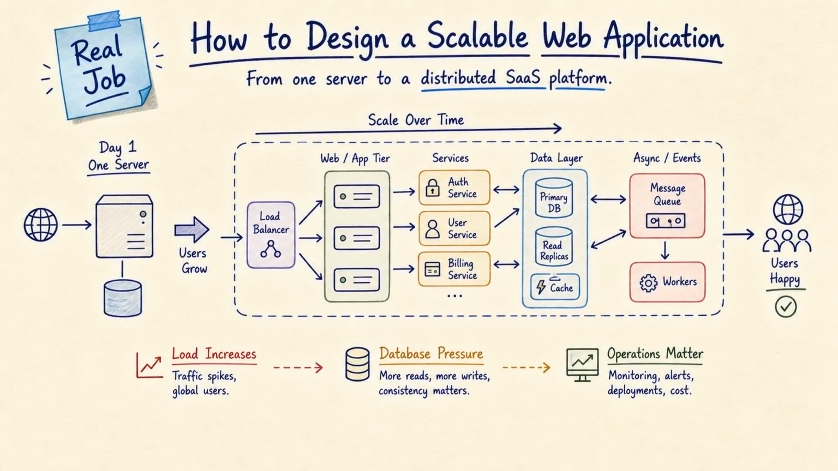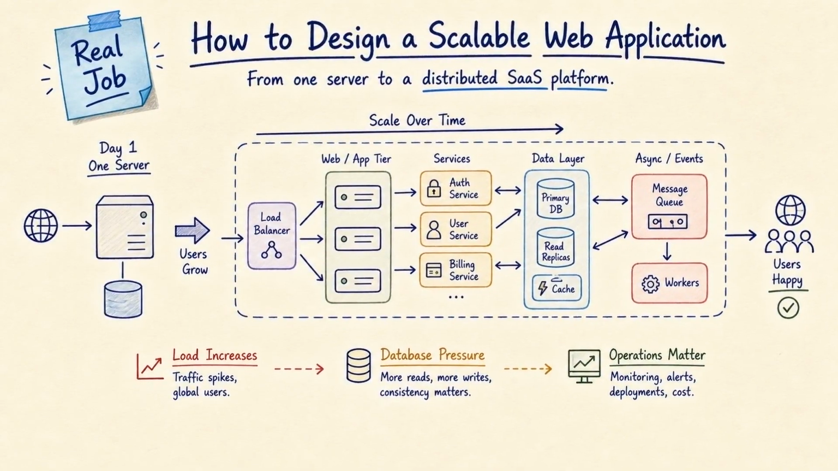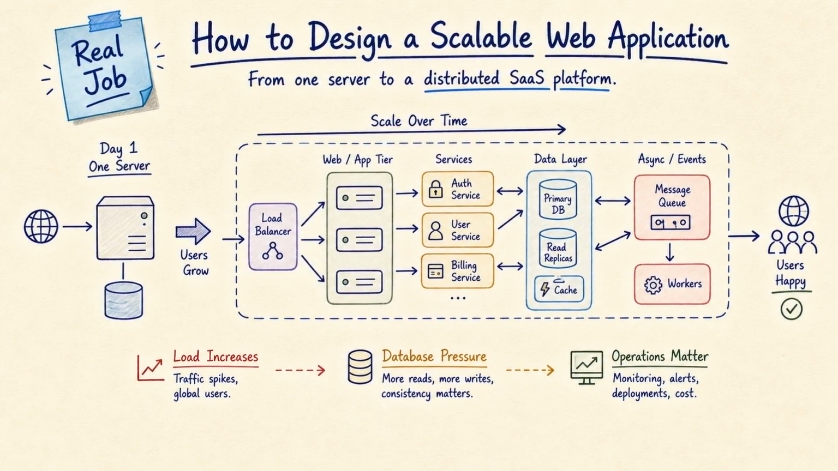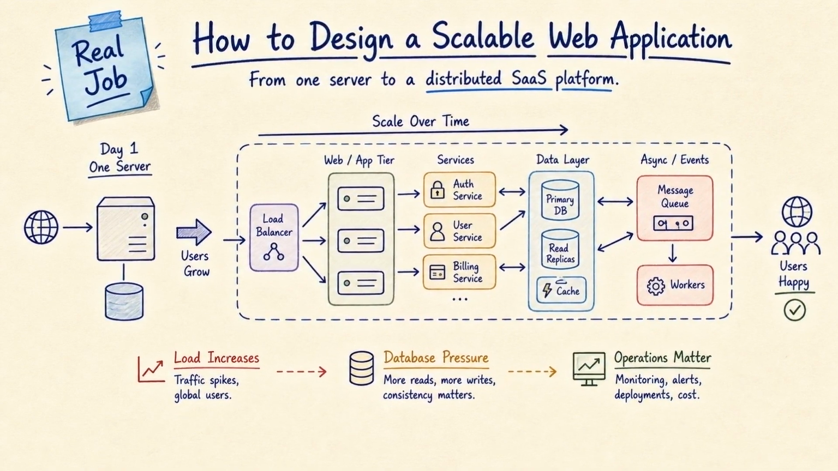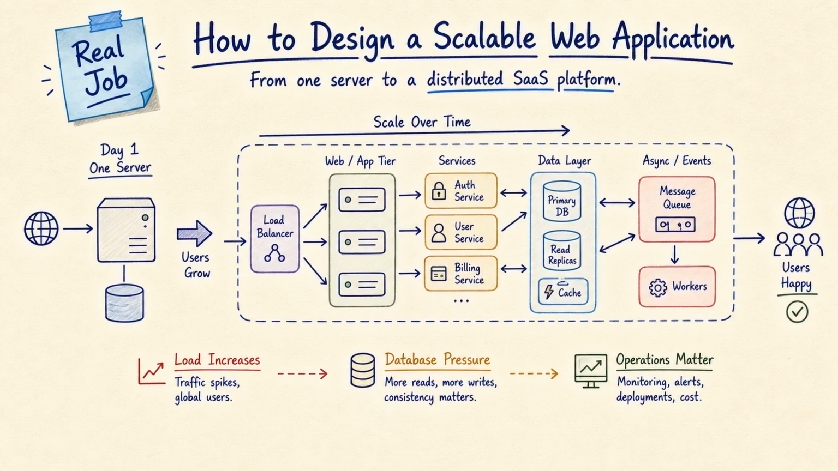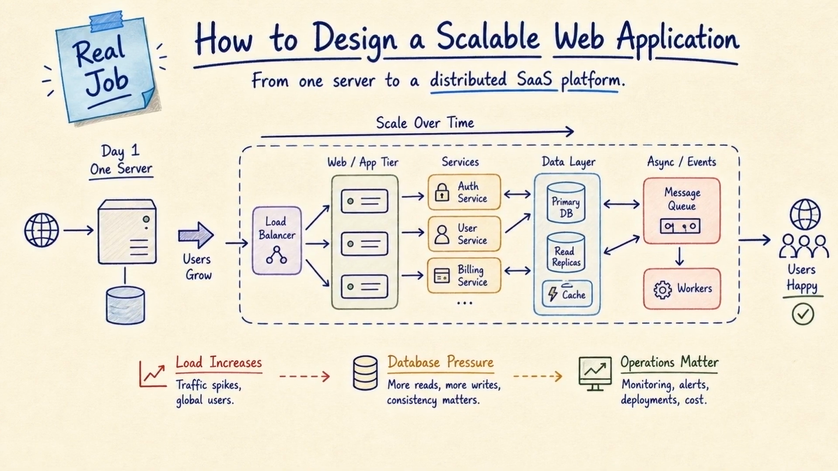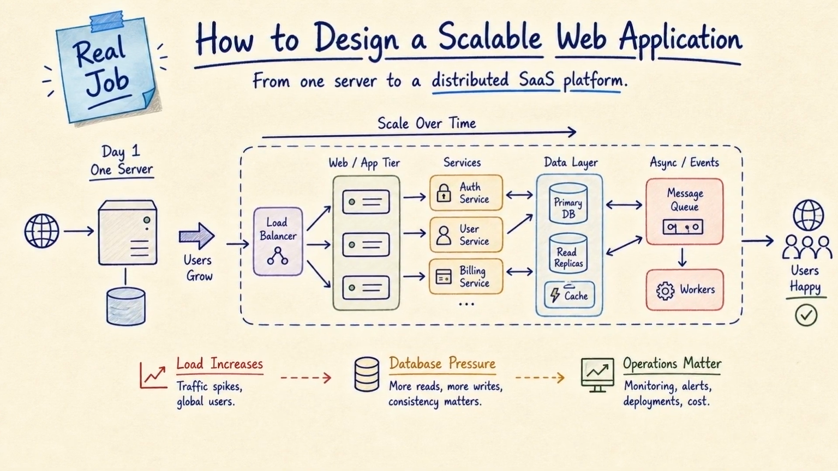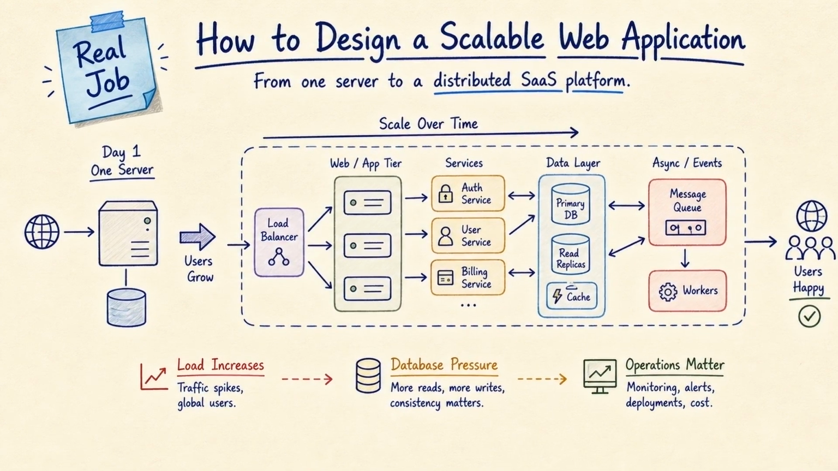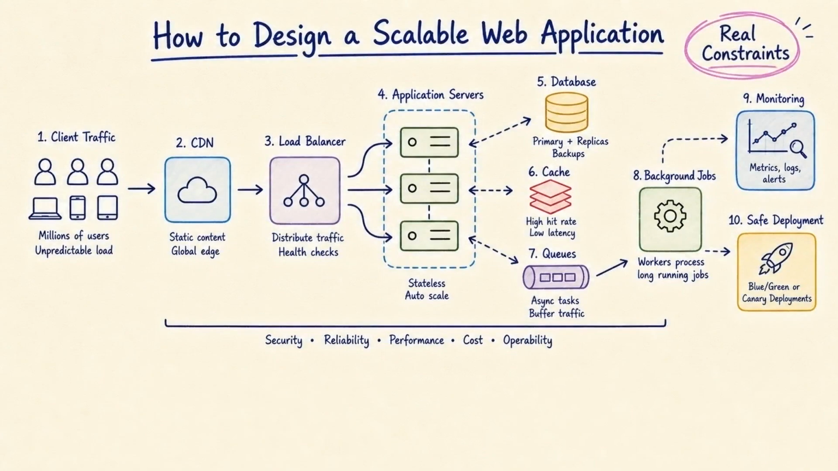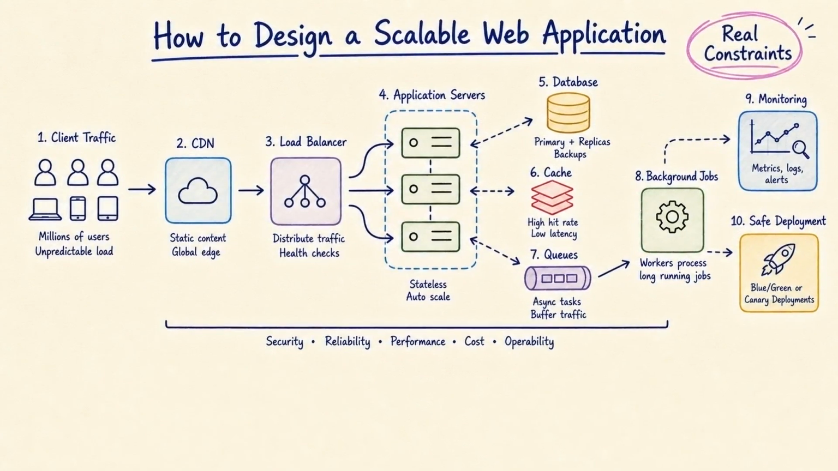Scalability starts simple, then grows intentionally. When I think about a scalable web app, I start with the real job, a SaaS dashboard or e-commerce product that begins with one application server and then grows into a multi-node service. Before we pick components, be clear about the workload.